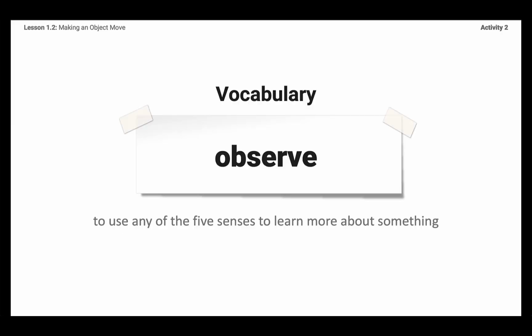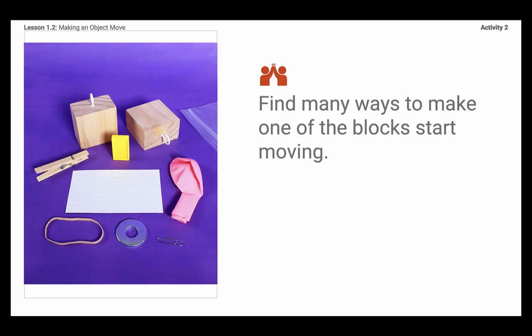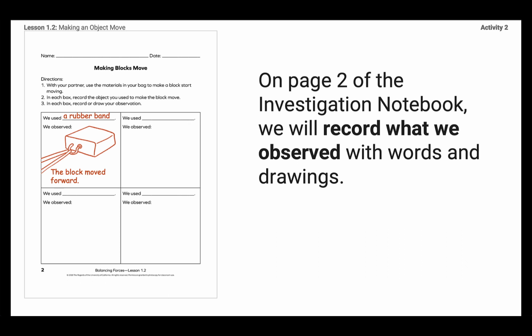And so students will make observations, and this is an important vocabulary term, using our 5 senses to learn about something. Obviously, we're not going to use the sense of taste on our objects today. So let's find ways to make those blocks move. Here's page 2 in your investigation notebook. Record what you observed with words and drawings. So you give your students time to complete that.